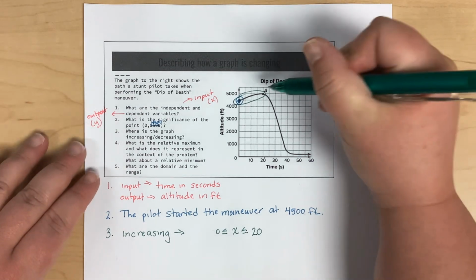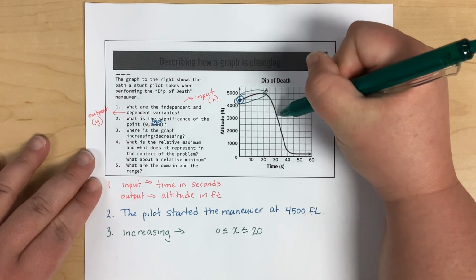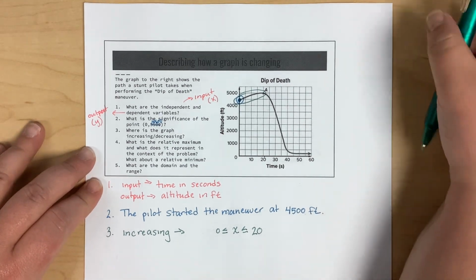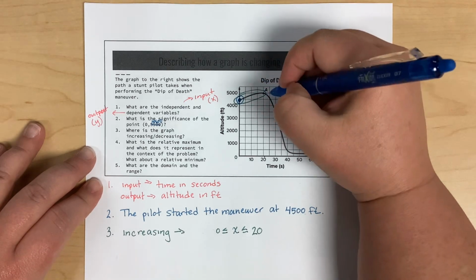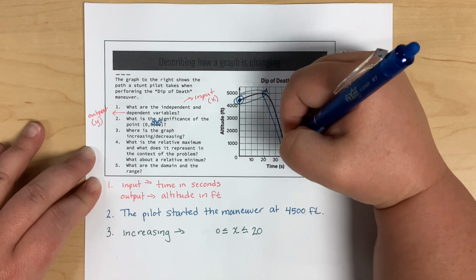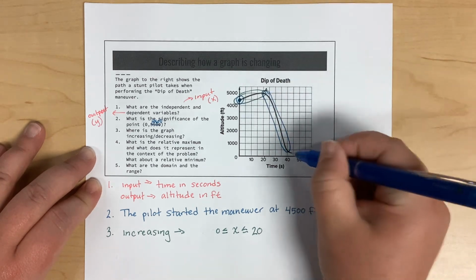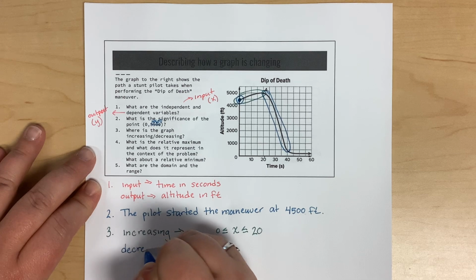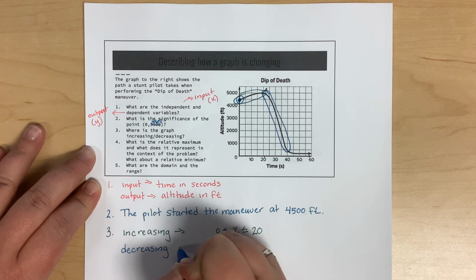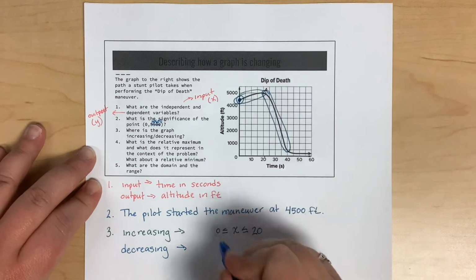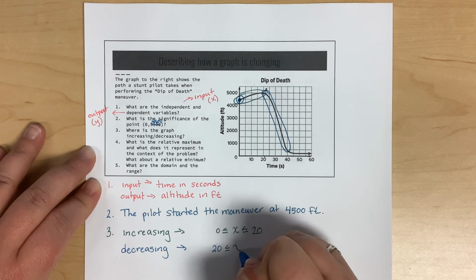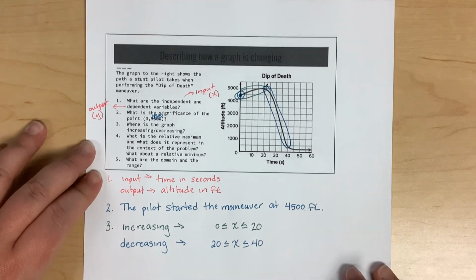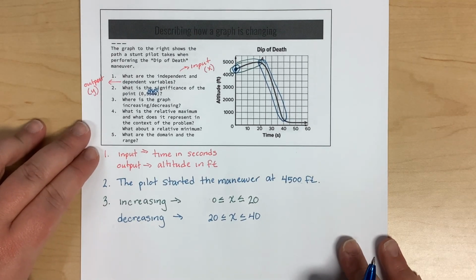So if you look, at this point is where he starts to dip. Just keeps dipping, and eventually it flattens out. All right, so I'm going to say that the decreasing portion of this graph is basically from that point all the way to about there, because here he's just kind of leveling out. So we're going to say decreasing starts around 20 seconds and finishes at about 40 seconds, give or take. All right, so that's number 3.